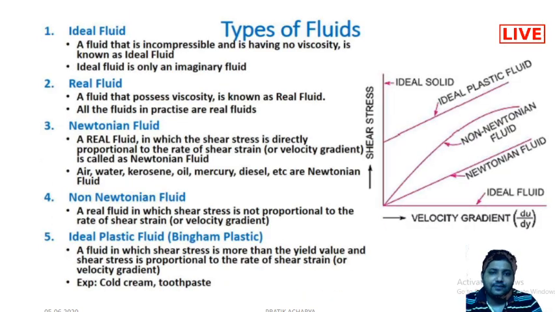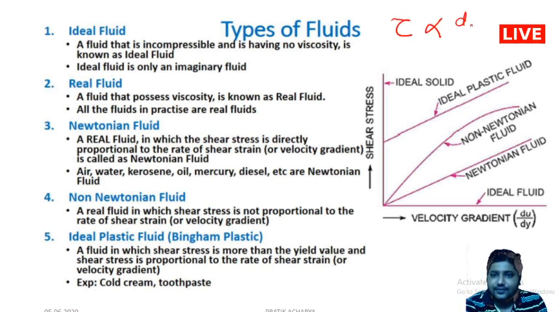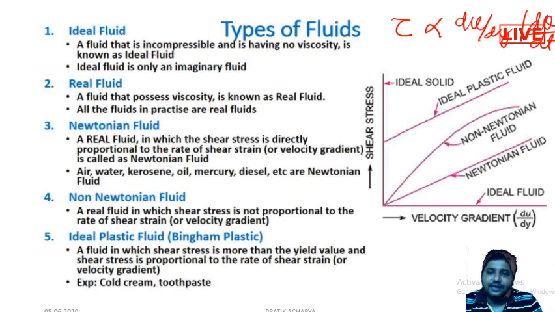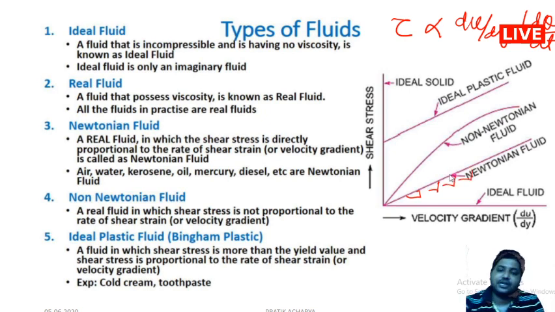So this is the type of the fluids. The fluid which obeys shear stress directly proportional to du by dy, or d theta by dt, that fluid is called Newtonian fluid. In a Newtonian fluid, the slope means the viscosity will remain constant, it will not change. But if the relationship between shear stress and the velocity gradient is not linear, that is called non-Newtonian fluid.